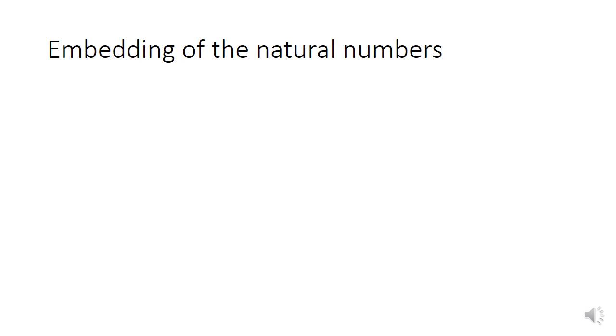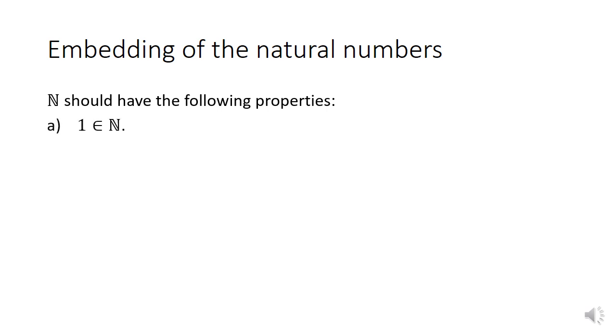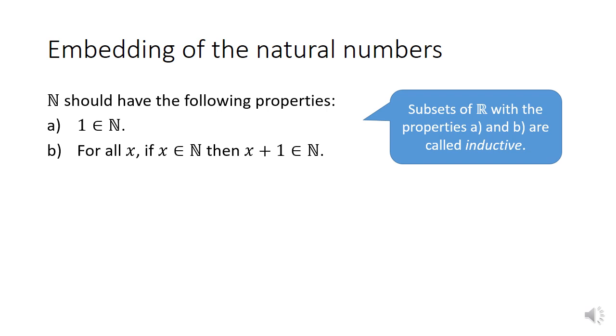What we want to express by the dots is that N should have the following properties. 1 is a member of N, and for all x, if x is a member of N, then so is x plus 1. Such sets are called inductive. However, there are many inductive sets, for example the entire set R, or the set of all positive reals.